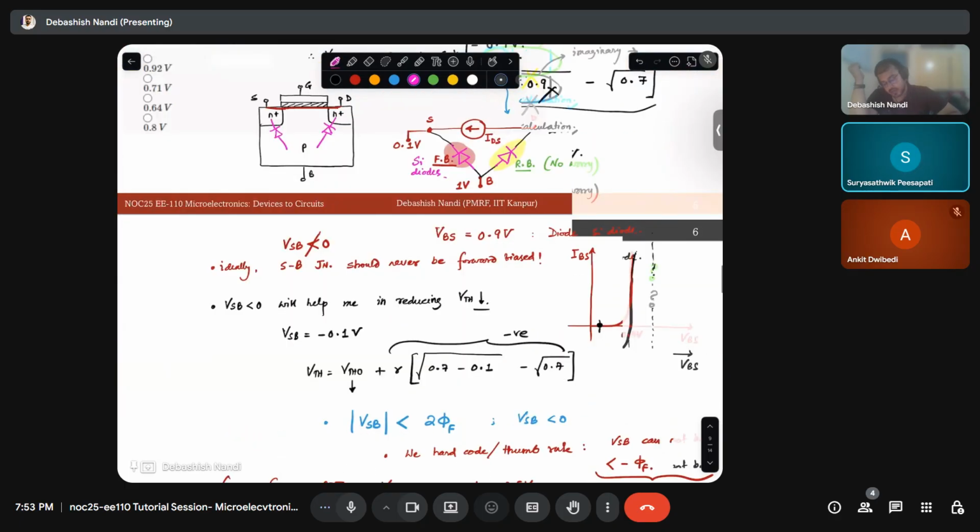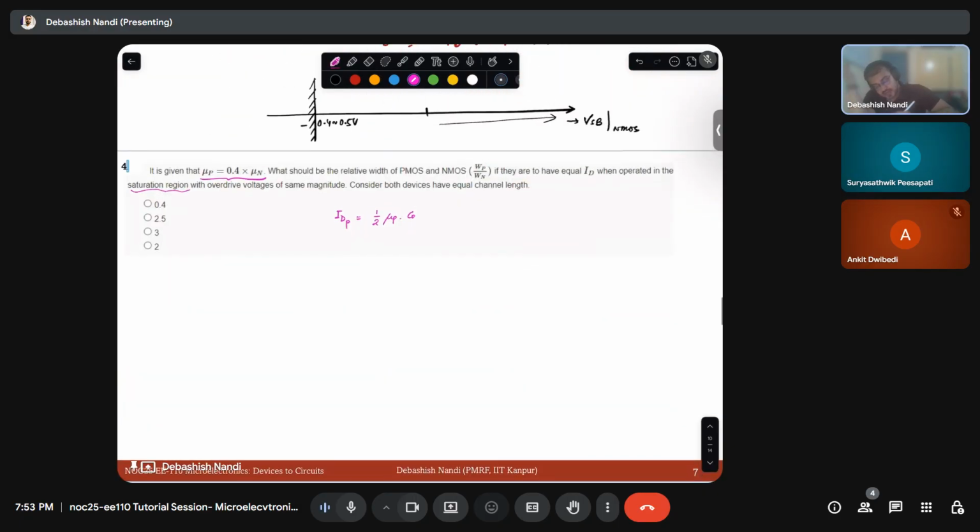Okay, sir. Okay. So IDP is half mu P Cox WP by LP times VGS minus VTH P whole square. This is all for PMOS. And for NMOS, we'll have half mu N Cox Wn by Ln times VGS minus VTH N whole square. Okay.